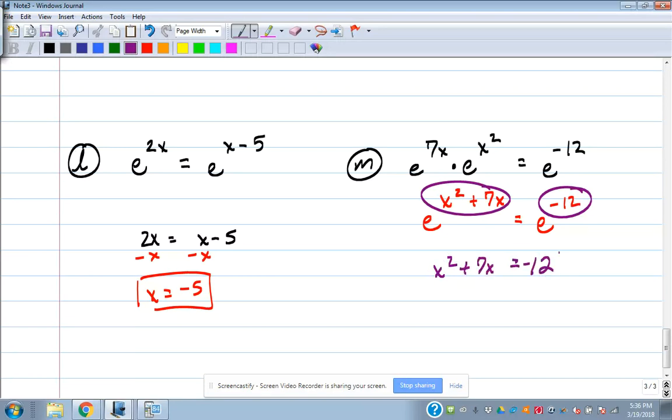x squared plus 7x is equal to negative 12. Got to move the 12, right? Just by adding 12. That's what I'm doing there to get there. And then solve it, either by quadratic formula or factoring. Yeah, factoring works pretty easy on this one.